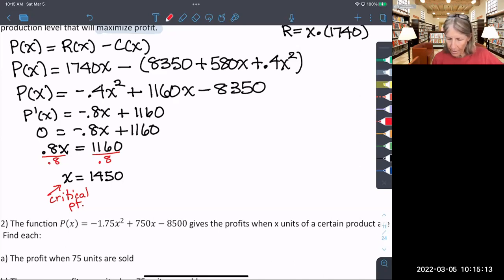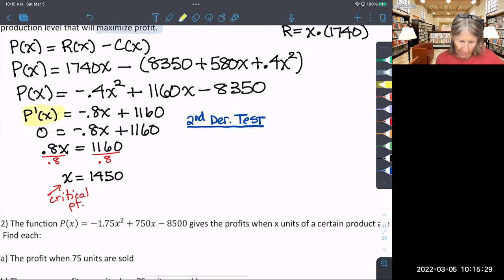So you have your choice of either doing a first derivative test or a second derivative test. And I think here, a second derivative test would be real easy. So let me get a second derivative real quick. Here's our first derivative back here. Let's get the derivative of that. So P double prime would be negative 0.8.